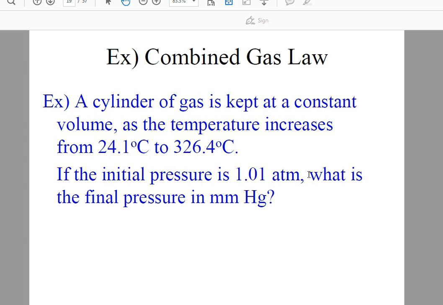Okay, so we have P1, 1.01 atmospheres, times T2, 599.4 Kelvin, equals P2, which is unknown, times 297.1 Kelvin. Now before we do the math, did the temperature go up or down? So what should happen to the pressure? It should go up as well. So I need to just check and make sure when I get my final answer that the pressure did indeed go up.